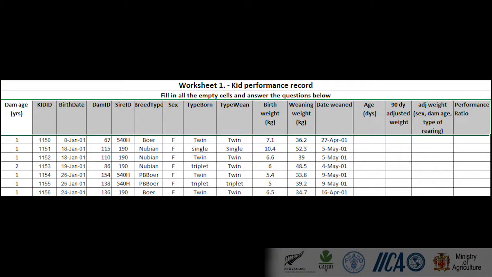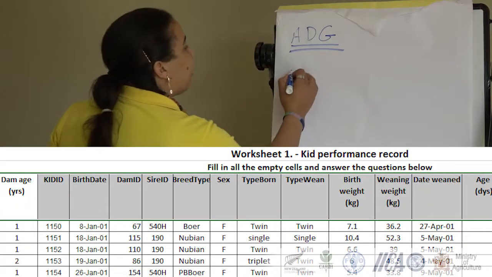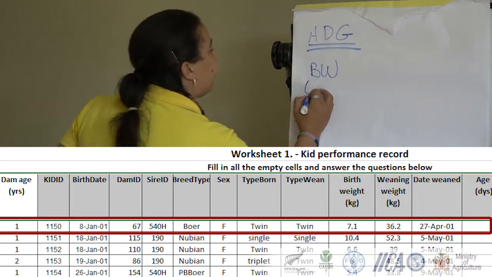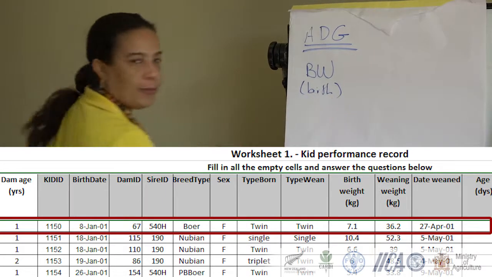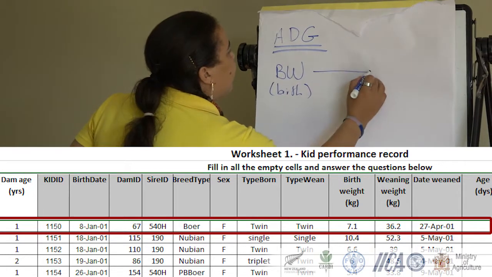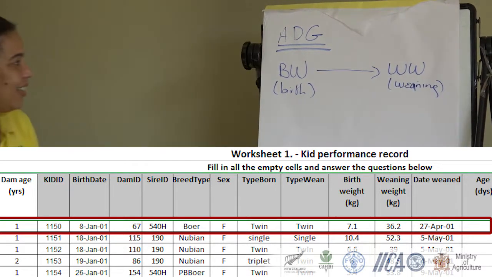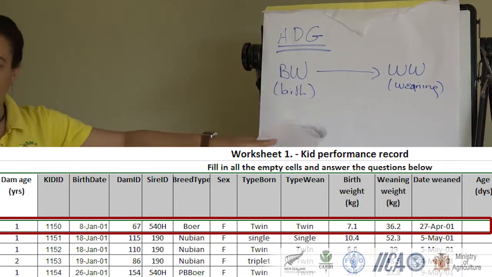To get to that, we had to see how much weight they were gaining each day so we can say how much is the total. Let me go step by step again. We are looking at average daily gain for the animal. We have the birth weight of the animal. This is when the little animal was born. Then the animal went to weaning, so we have the weaning weight. So the animal was born and then it was weaned.